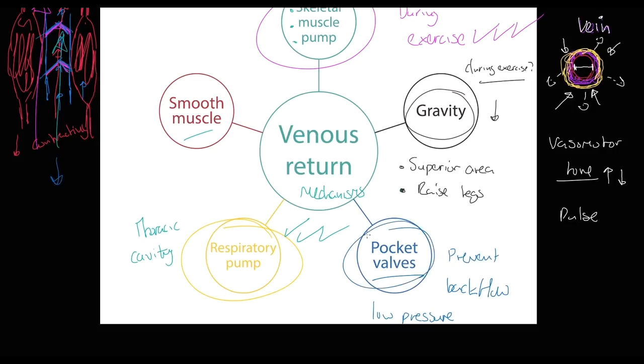Now, does this change during exercise? No. Does this change during exercise? Yes. Does this change during exercise, smooth muscle? Yes, because it becomes more kind of pulsing. Does gravity change during exercise? No, unless we manipulate.